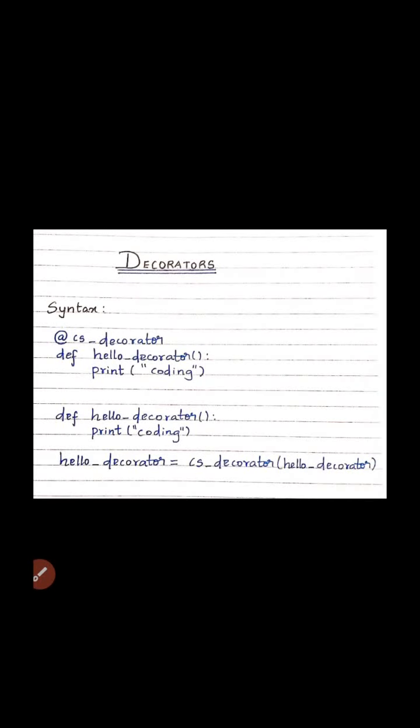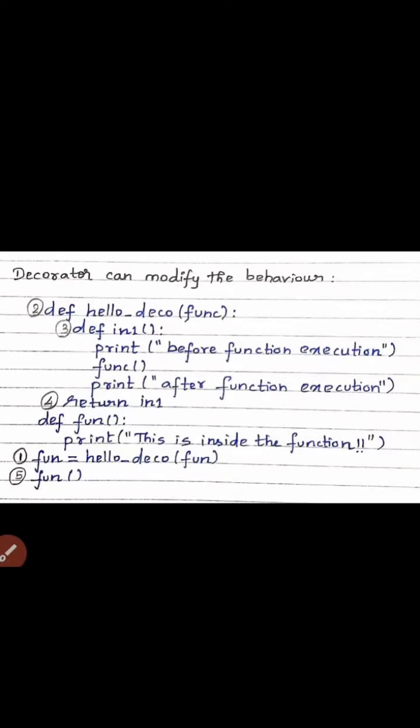Here CS decorator is a callable function. We'll add some code on top of another callable function, the hello decorator function, and return the wrapper function. Now let's take an example to know more about decorators. We all know that decorators can modify the behavior. Look at this example, and please ignore the numbers which I have mentioned on the left hand side.